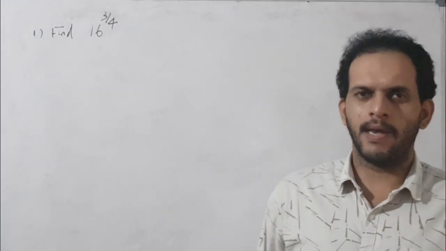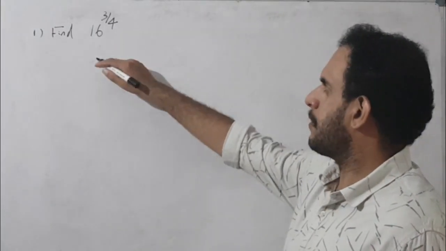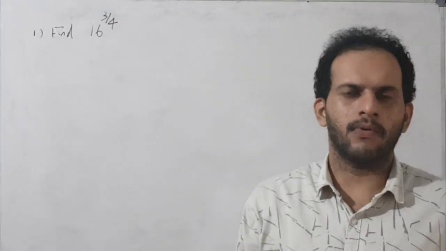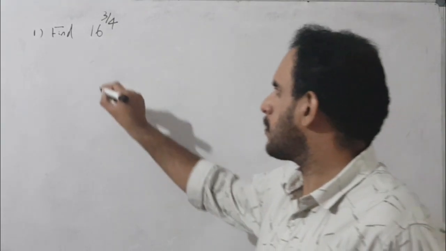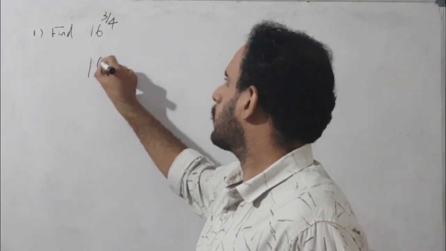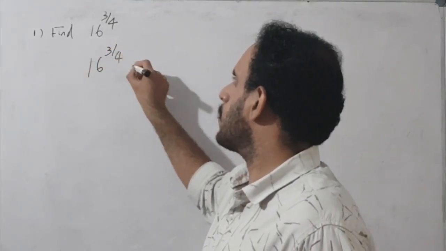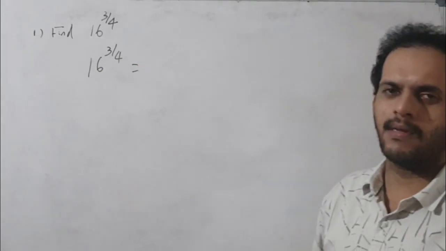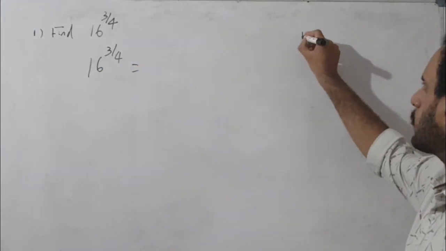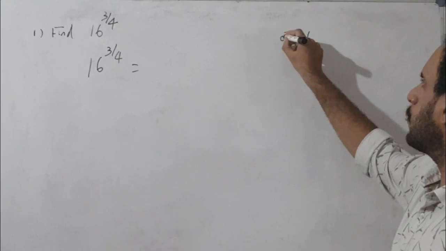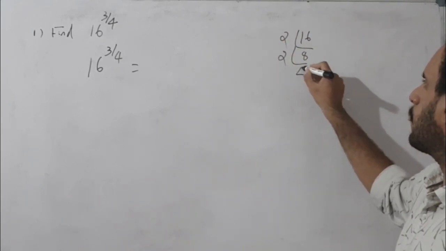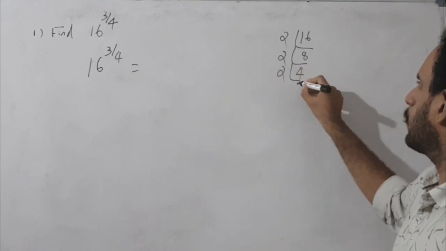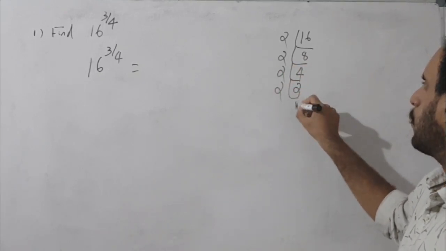The next question is 16 raised to 3 by 4. How to write? As usual, we use the same idea. First we factorize 16. Then what do you get? 16, 2, then 8, 2, 4, 2, 2, 2, 1.